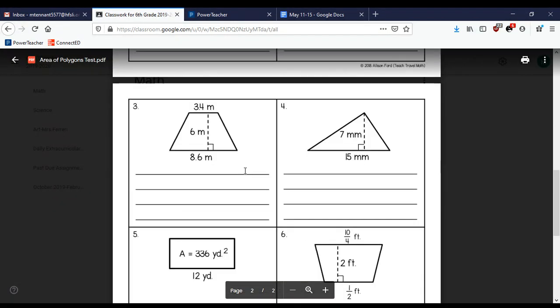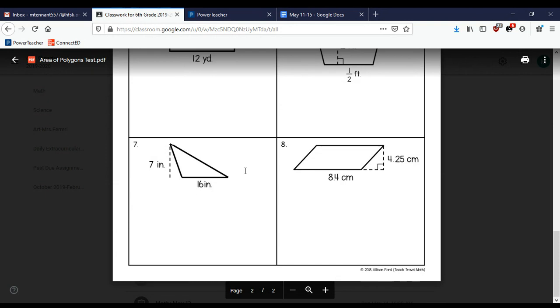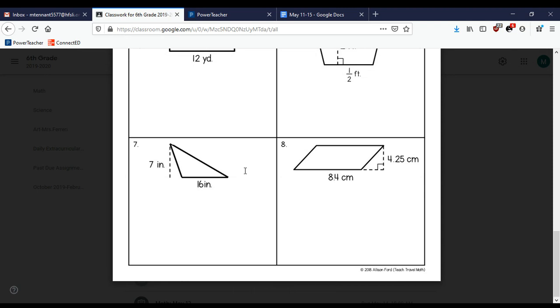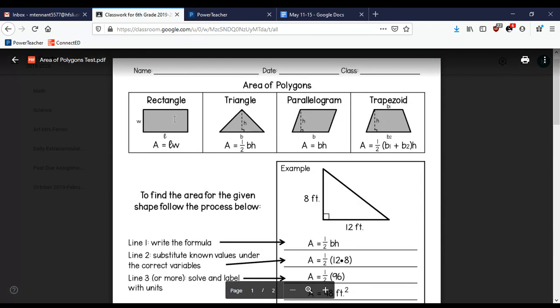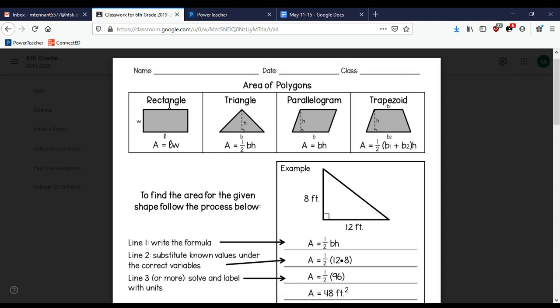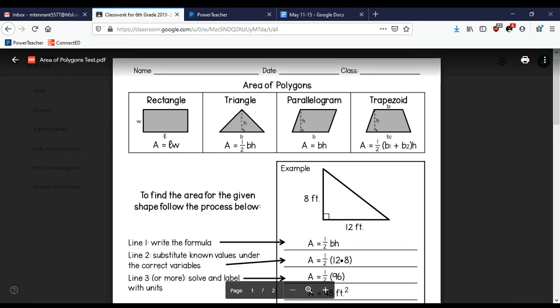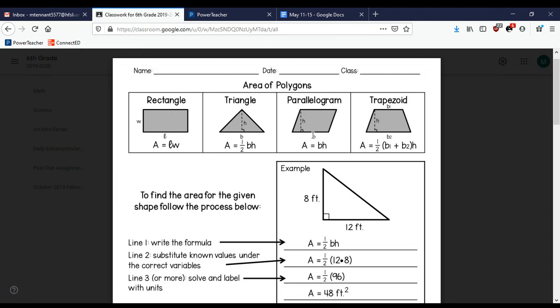So if you notice, there are only 8 questions on this test. Okay, you could print this, you could do it on a separate piece of paper, however you want to do it. I gave you the area formulas, which are located up here at the top. Okay, rectangle is length times width, triangle half of base times height, parallelogram is base times height, and trapezoid, the H is over here, but it could really be anywhere. Half of height, base 1 plus base 2.